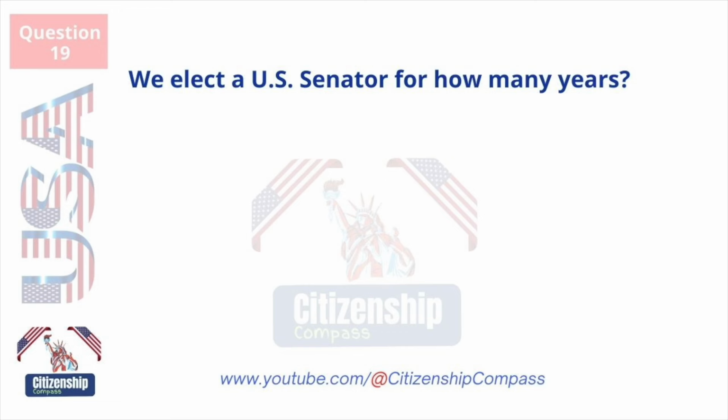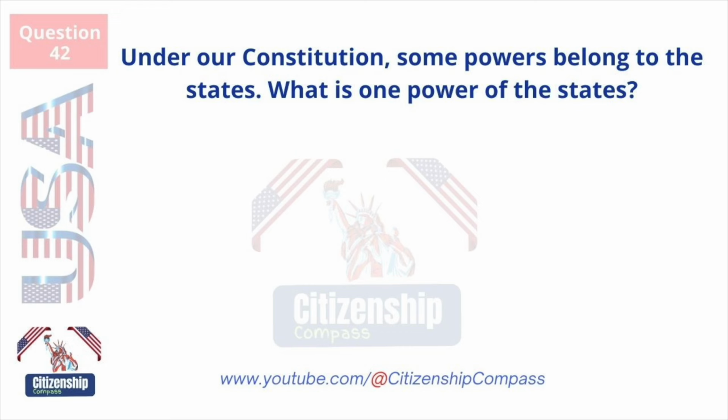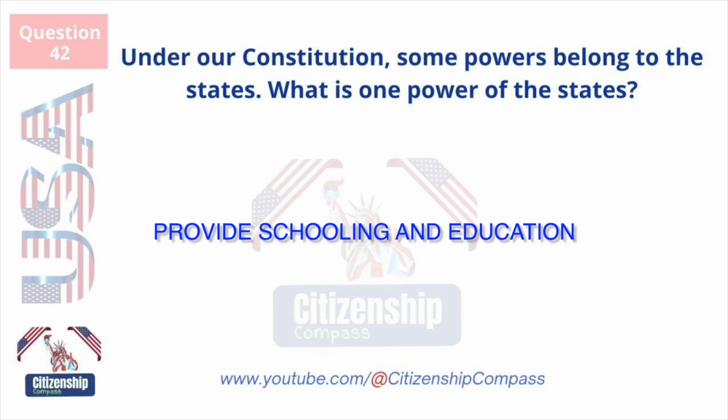We elect a U.S. senator for how many years? 6. How old do citizens have to be to vote for president? 18 and older. Under our Constitution, some powers belong to the states. What is one power of the states? Provide schooling and education.